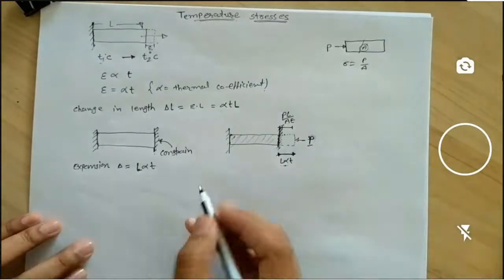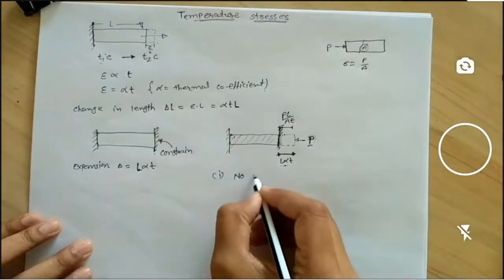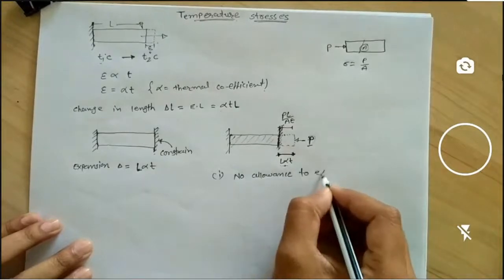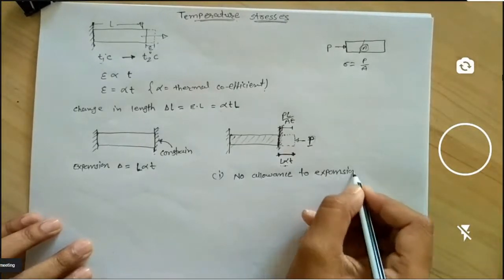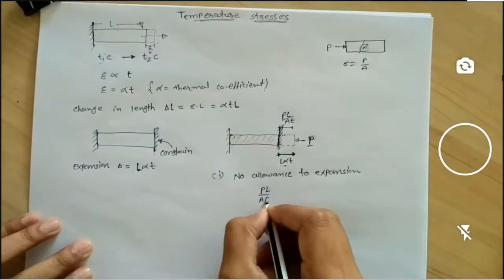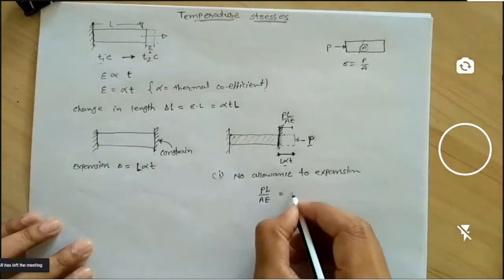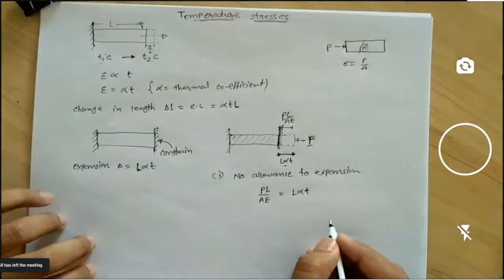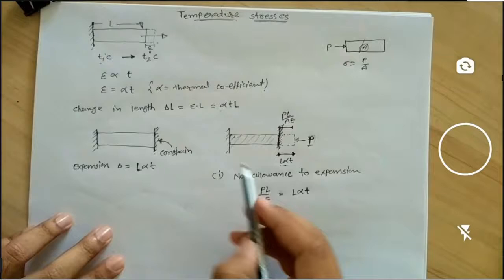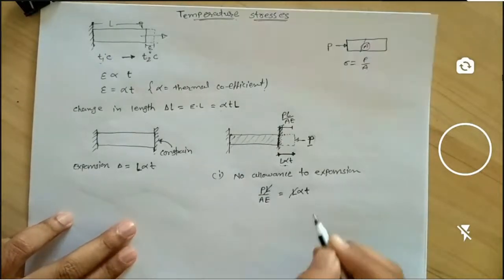Okay. Means no allowance to expansion. So no allowance, then PL by A, that is the change in length due to the support, and expansion is L alpha T due to the temperature variation T, and alpha is the thermal coefficient of this material. Okay. So here L is cancelled out.